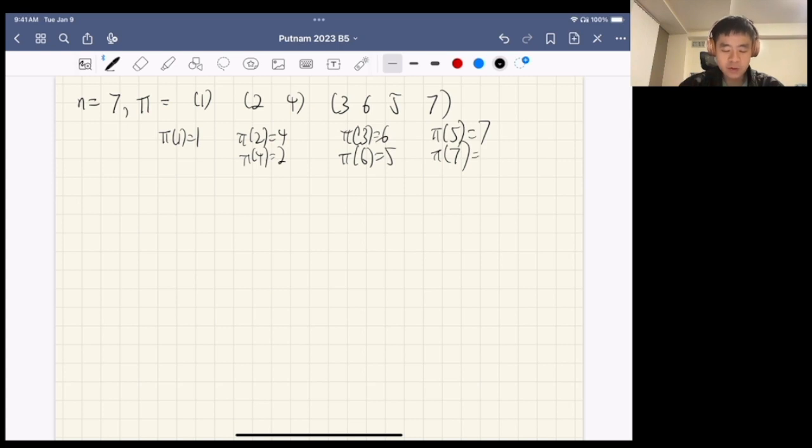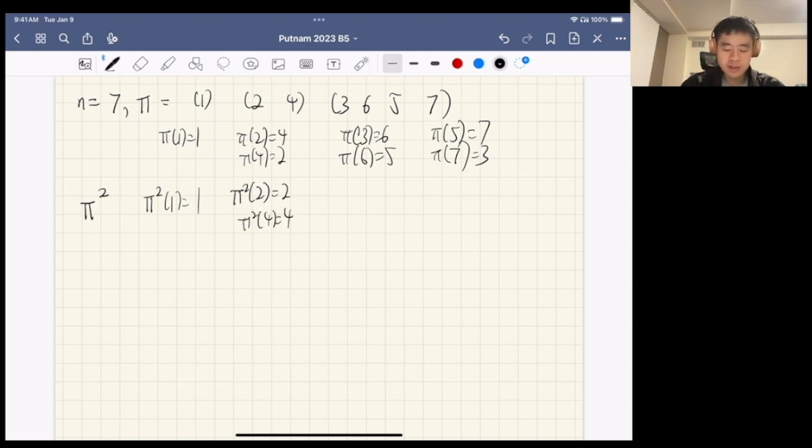And then 7 goes back to 3. Okay, so how does pi square work? Well, if we apply pi 2 times to 1, you get back 1. If you apply pi 2 times to 2, then 2 goes to 4, 4 goes to 2, so you have pi square of 2 equals 2, pi square of 4 equals 4.